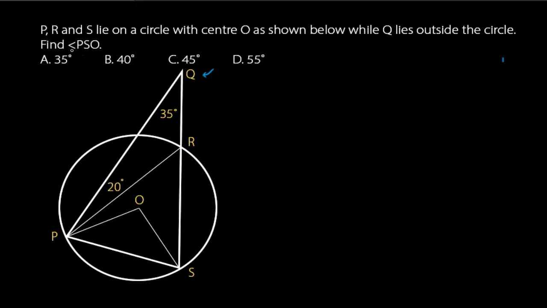So we are told to find angle PSO. Angle PSO. So this is P, S, and this is O. So we are told to find this angle here. Angle PSO.